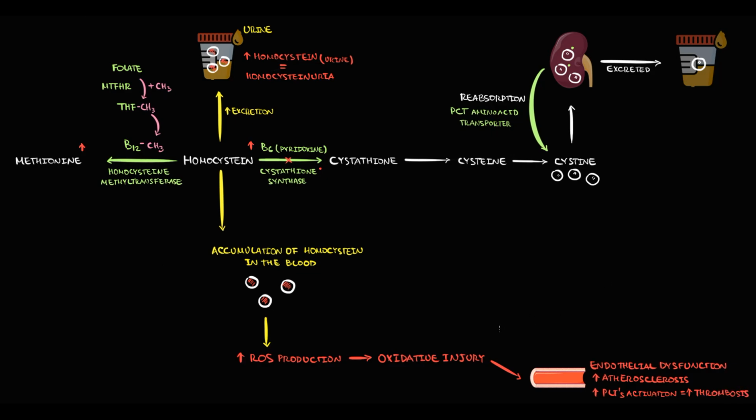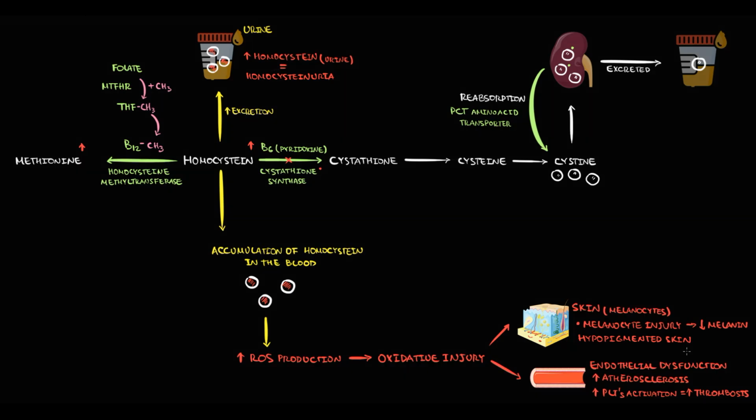The second tissue which becomes affected by homocysteine accumulation is skin. Accumulation of homocysteine in skin causes severe oxidative injury, and the most susceptible cells to oxidative injury in the skin are melanocytes. Melanocyte injury causes decrease in melanin production, which results in hypopigmented skin.